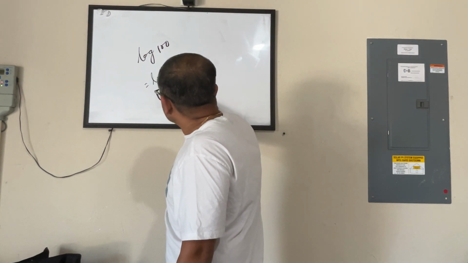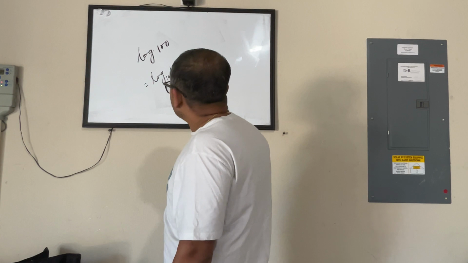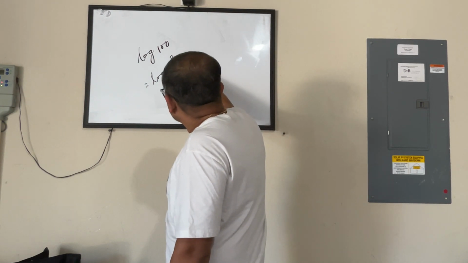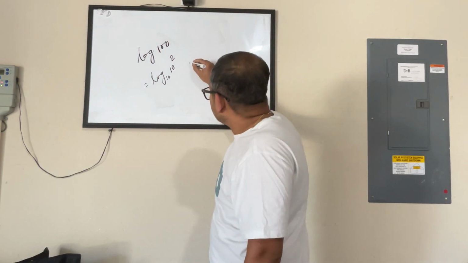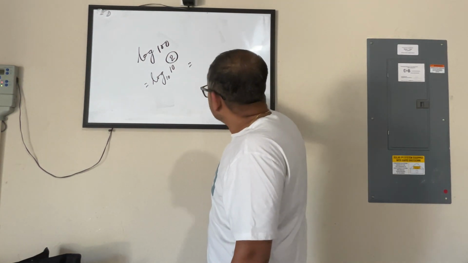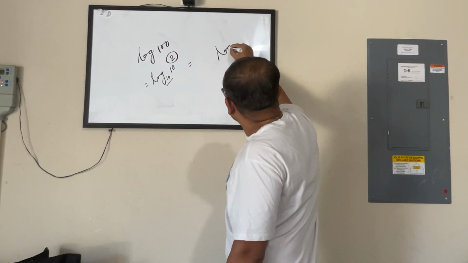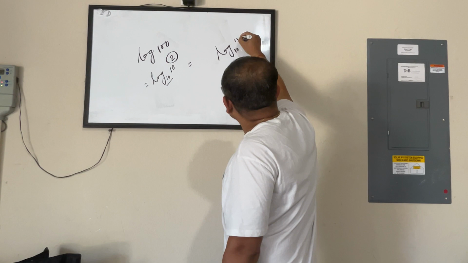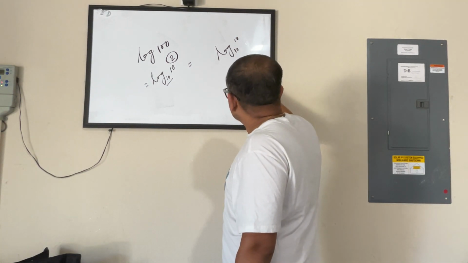What this means is, if I'm not writing anything, that means I'm saying log of this. So this becomes... so if I say log of 10 base 10, that value is 1.